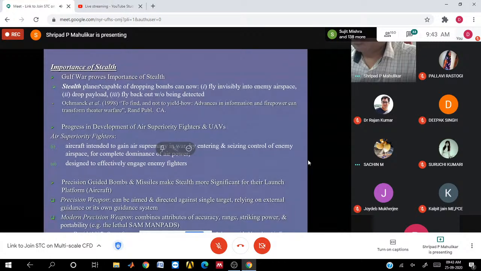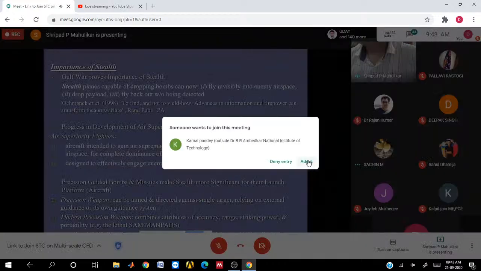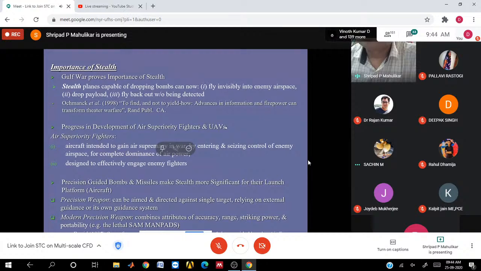In the Gulf War, it was practically demonstrated that stealth aircraft, mainly the F-117A and the B-2, capable of dropping bombs, can fly invisibly into enemy airspace, drop the payload and fly back out without being detected. This is the reference for this information. Thereafter, and even earlier also, but especially after the Gulf War, there has been progress in the development of air superiority fighters with stealth capability and UAVs, unmanned aerial vehicles also. They also need to be stealthy, even though they may be unmanned. There is no human pilot, but they need to be stealthy. In fact, even missiles also need to be stealthy now, even though missiles are meant for one-shot operation.